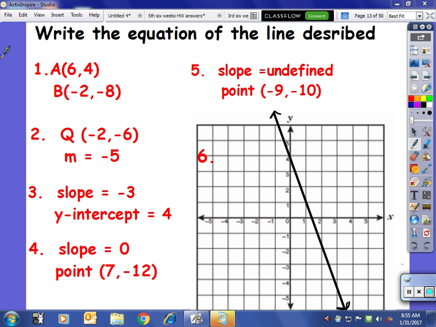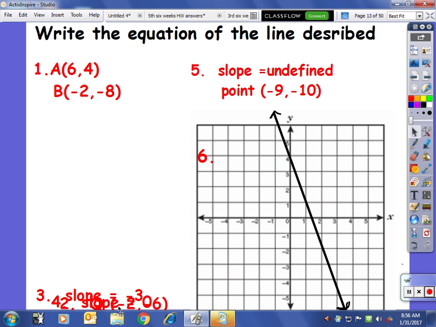If I give you 2 points, you should be able to give me the equation, right? What's the first step on question number 1? Let me move this stuff out of the way. You got to find the slope. You need a point and a slope, basically.